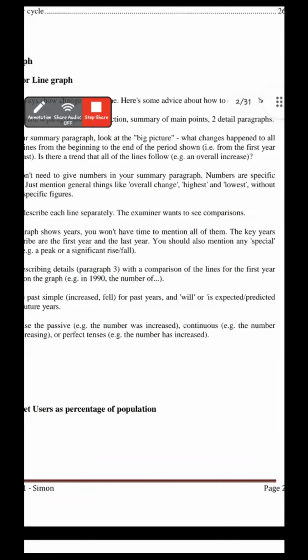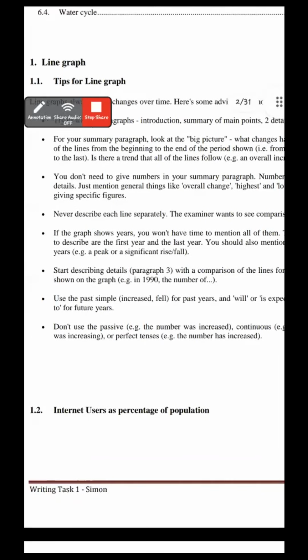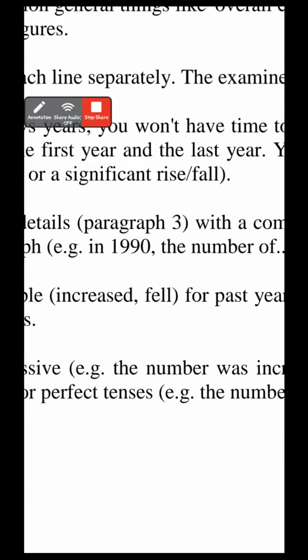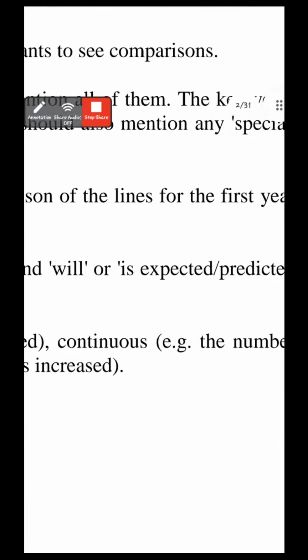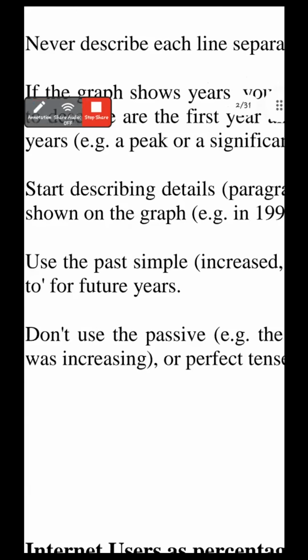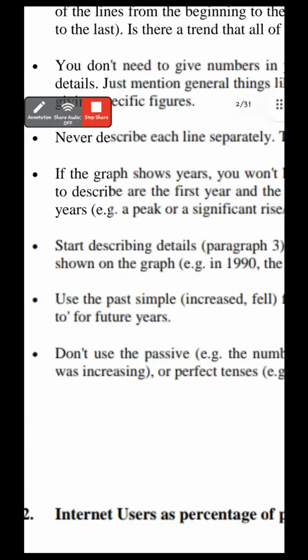Also, you always have to use the simple past tense, like was, were, increased, fell. Don't say increasing or falling, because it has already happened. Something that actually happened in the past is something you need to describe in the past tense, not in the present form. You say increased. This is for past years. Always use the simple past for past years.